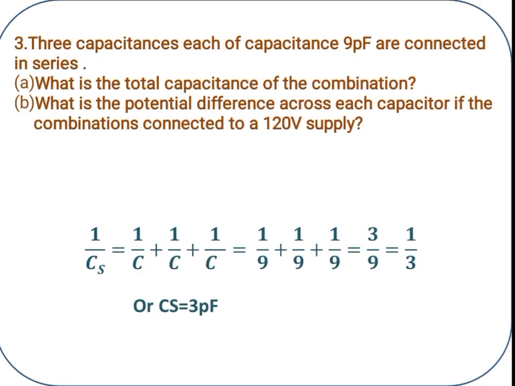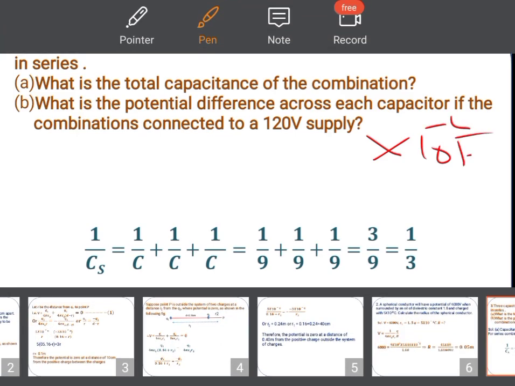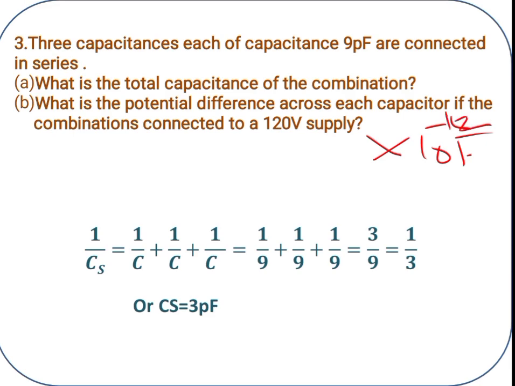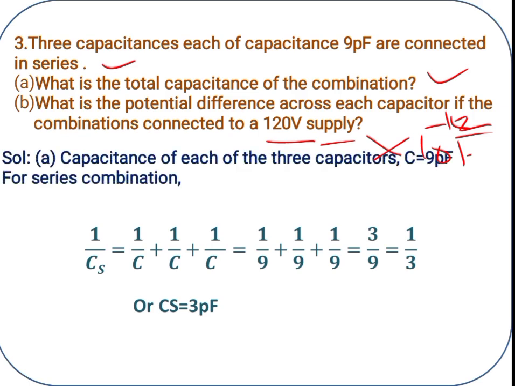Next one, 3 capacitances, each of capacitance 9 picofarad. Pico means 10 raised to minus 12. Okay, picofarad, minus 12, right, are connected in series. Series means end to end connection. Sub question: what is the total capacitance of the combination? What is the potential difference across each capacitor if the combination is connected to a 120 volt supply? Okay, so here is the solution.